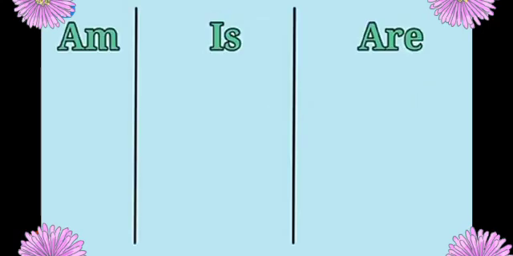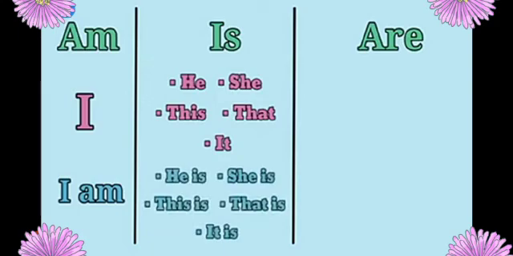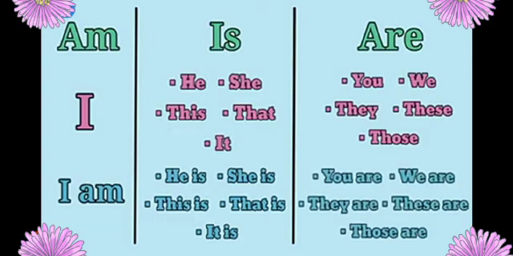Let's take a quick review through a table. Am is used with I: I am. Is is used with he, she, this, that and it: he is, she is, this is, that is and it is. Are is used with you, we, they, these, those: you are, we are, they are, these are and those are.